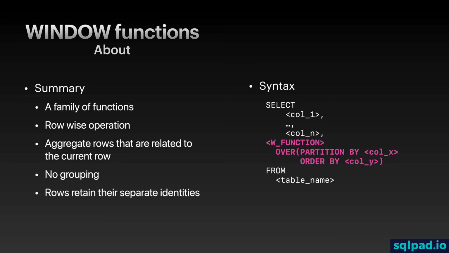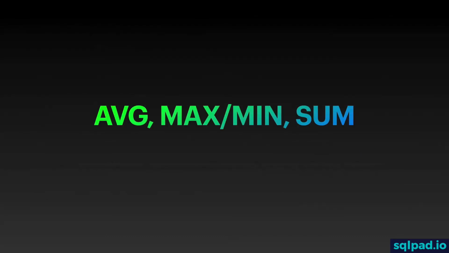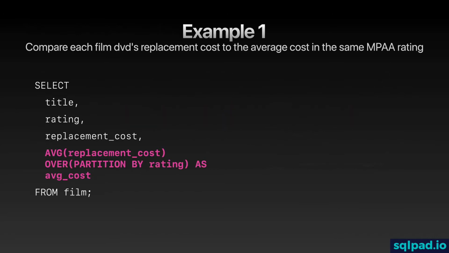Behind the scenes, the window function actually processes more than just the current row of the query results. In this lecture, I want to show you how to write a window function with average, min, max, and sum. Let's take a look at an example.